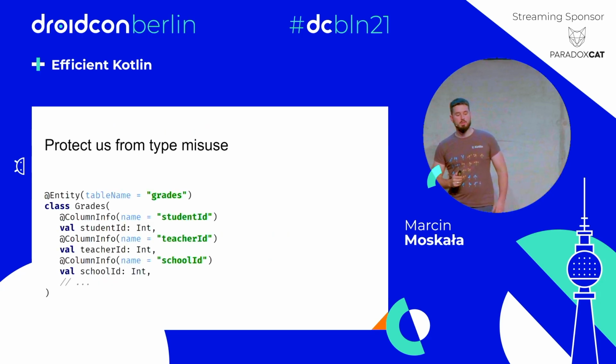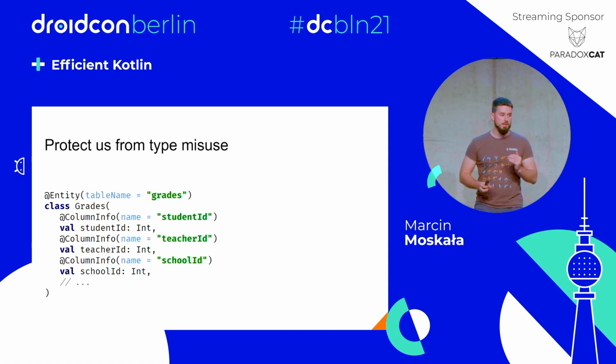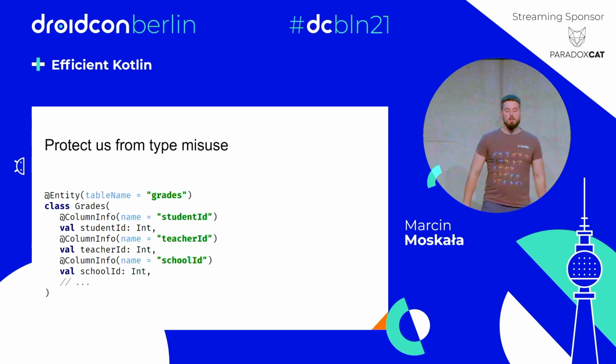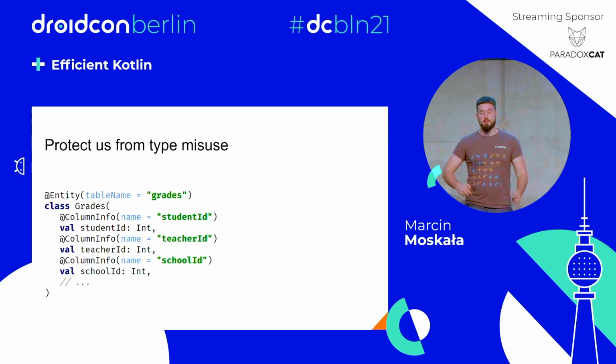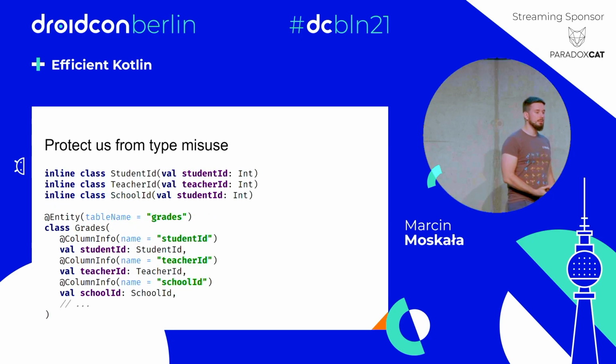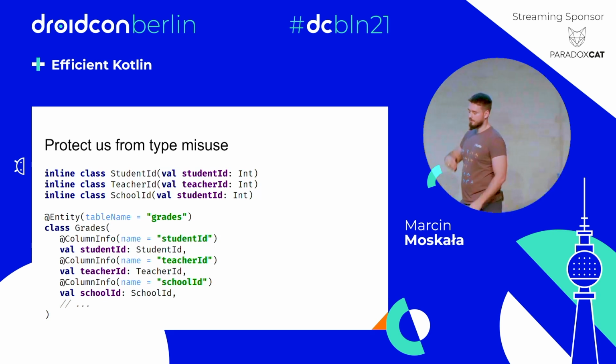I would like to also add that this same feature is useful for other cases of type misuse. So in here, we have a student ID, teacher ID, and school ID that are all integers, so they can be easily misused. And they need to be integers because our entity expects that, our database expects them to be an int. But if we make them inline classes, then the compiler first replaces this student ID, teacher ID, and school ID with an integer, and then the classes are generated, so the database is satisfied and we are safe.